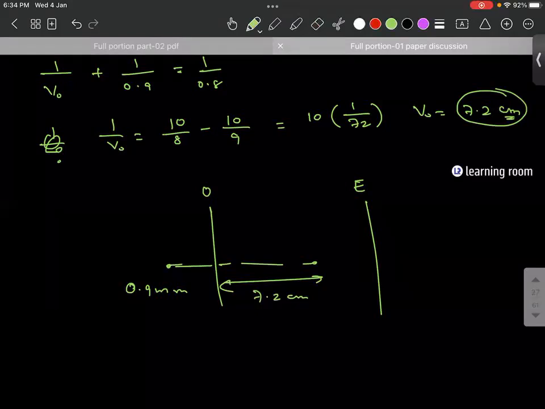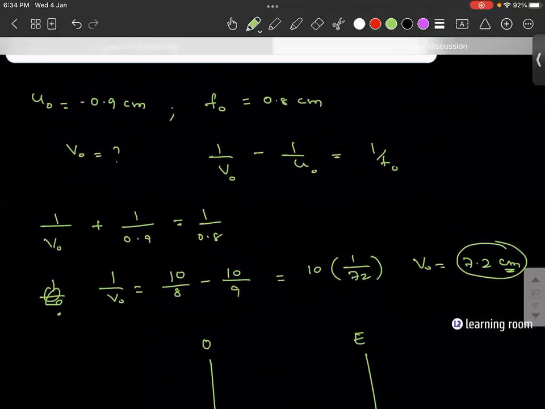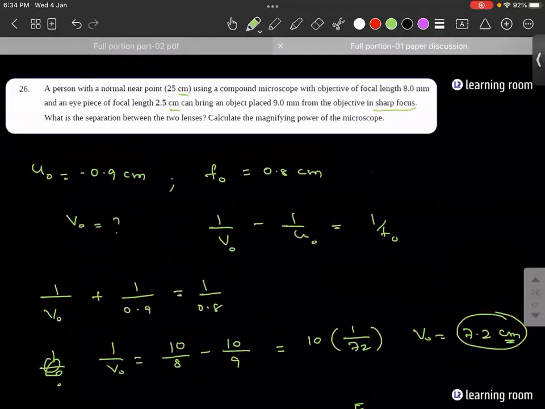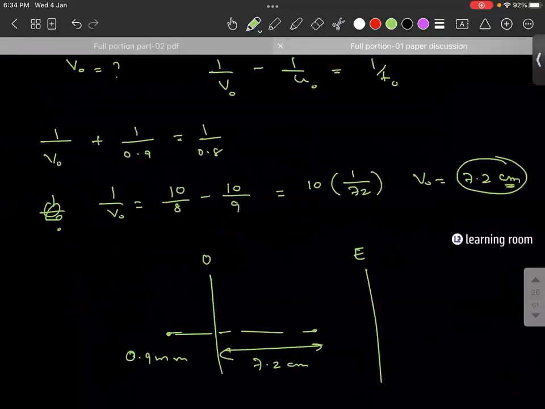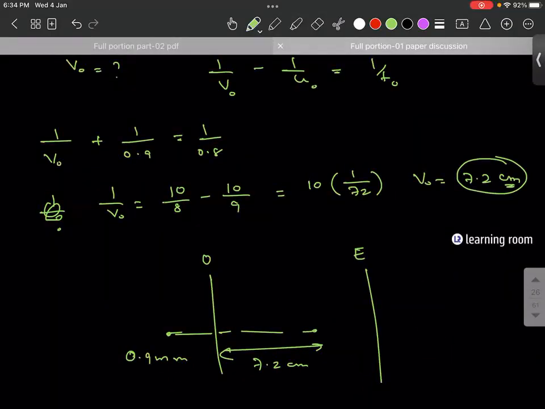This forms somewhere over here. Now, how to calculate? They have told where the object is, where the image is formed. It is formed at the least distance of distinct vision. Now, you have two more data with respect to the eyepiece.